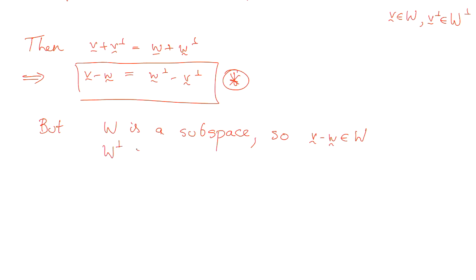And W perp is a subspace. So W perp minus V perp lives in W perp. So V minus W lives in W perp, because V minus W equals W perp minus V perp. So the left-hand side lives in both W and W perp, and the right-hand side lives in both W and W perp. And we know, you'll prove this on the problem set, but it's basically exactly the same proof that we used when we were talking about Euclidean space a few weeks ago, we know that the only thing in the intersection of W and W perp is the zero vector.